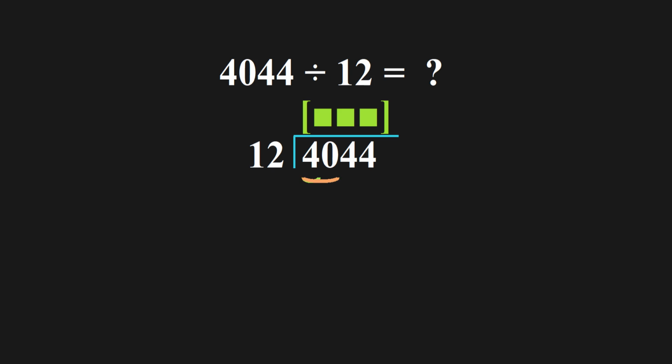How many 12 are in 40? The answer is 3. Now multiply 3 by 12, which gives us 36. Draw a line and subtract 40 minus 36, which leaves us with 4. Now we bring down the next digit, 4, and this makes our new number 44.